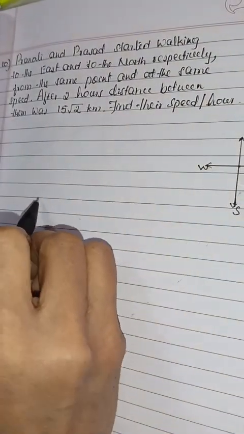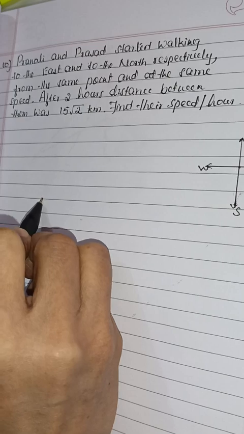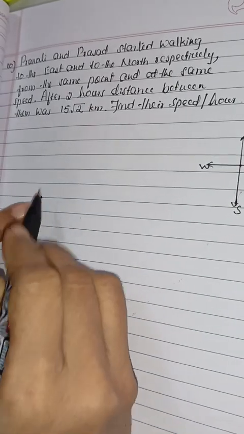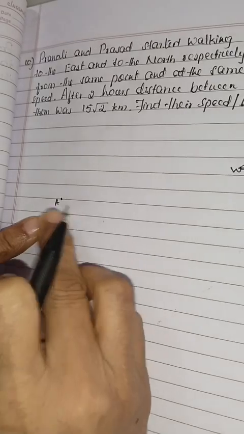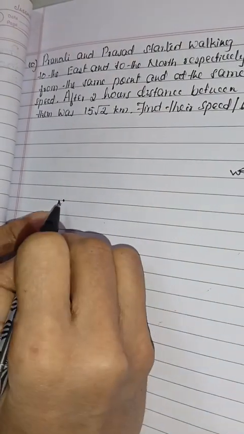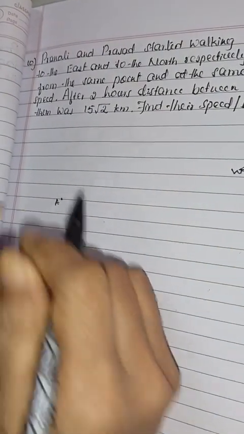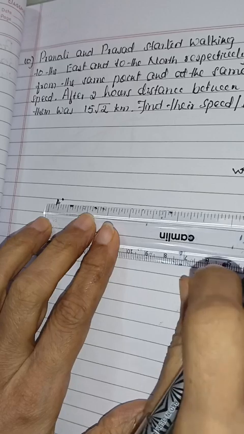See, this is the point A. Let it be A. From this point, this is the point from where Pranali starts walking.